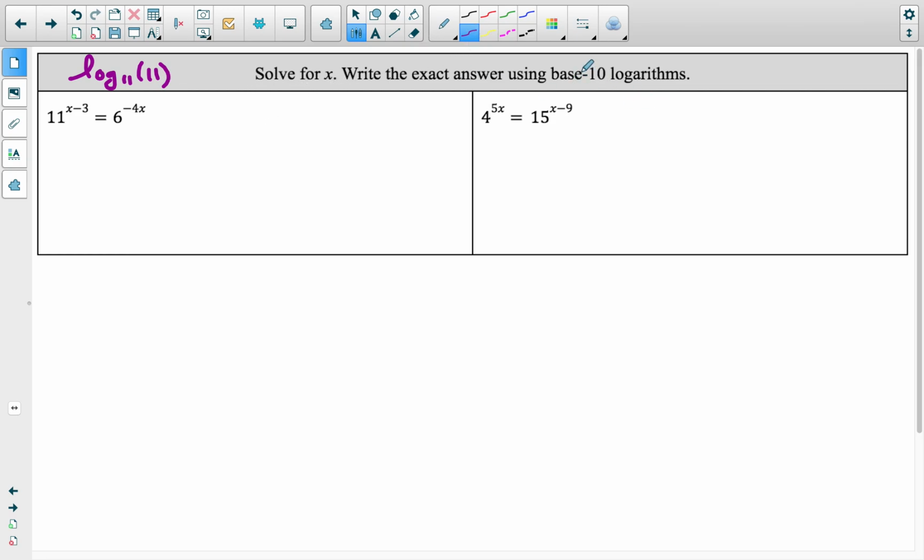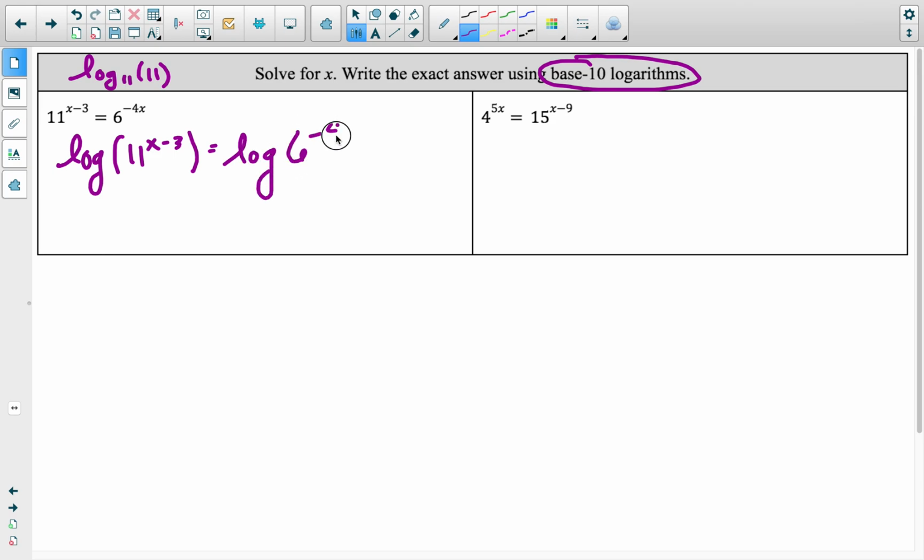Okay, but you may be told that your answer needs to include base 10 logarithms. In this case, here's what you should do. You should just take the log base 10. Because it's base 10, I'm going to leave that off of both sides. Okay, so this works every time no matter what. You can also do this with the natural log, which we are going to get to in our next section. Take the log of both sides and then move your exponents out front.